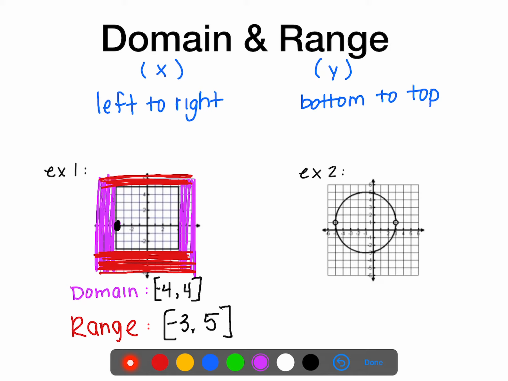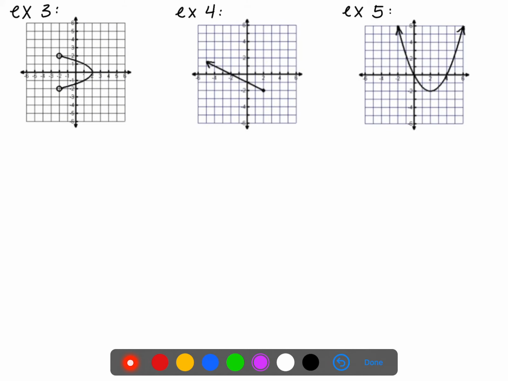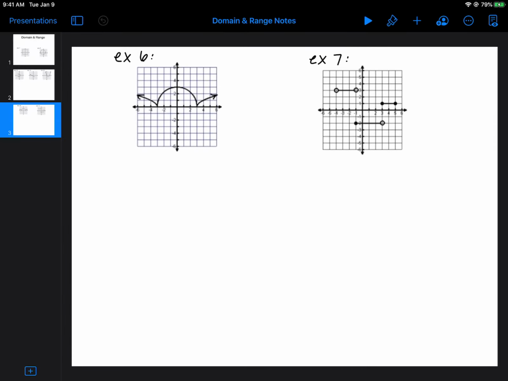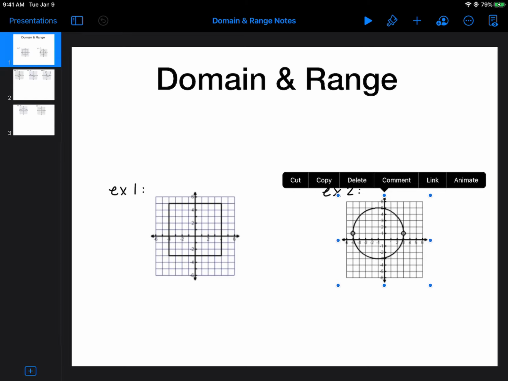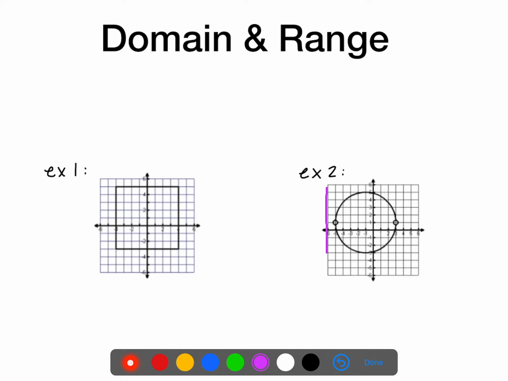So now I'm going to do the same thing with the next one. If I want to know the domain of number 2, I want to know where number 2 starts on the left. So I start on the left side of my graph, and I'm just going to color until I touch the graph. Now I notice I touch the graph right at -5. So -5 is going to be my first number.